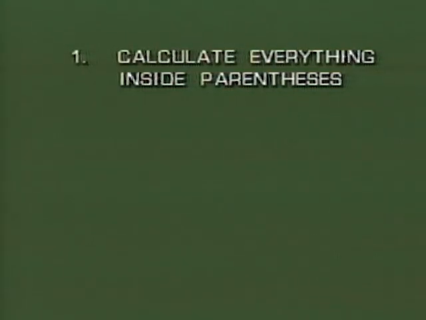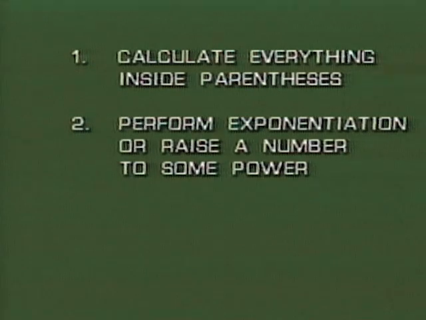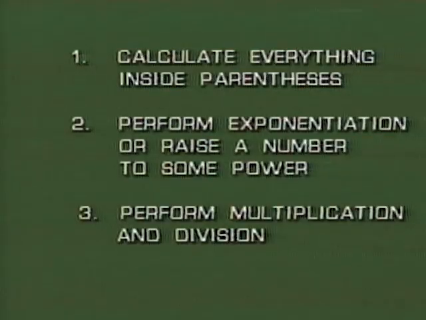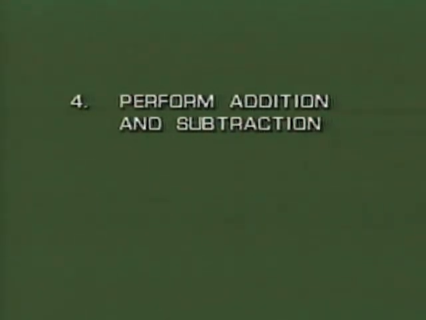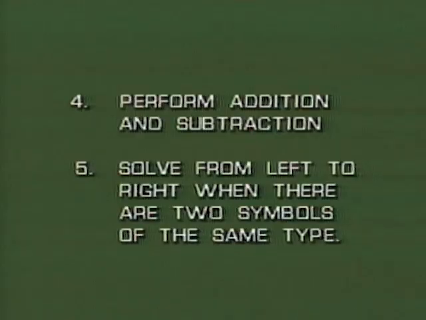Here are the rules. First, calculate everything inside parentheses. Second, perform exponentiation, or raise a number to some power. Third, perform multiplication and division. Fourth, perform addition and subtraction. And fifth, solve from left to right when there are two symbols of the same type.